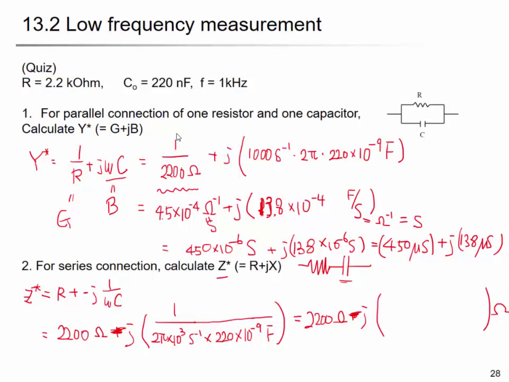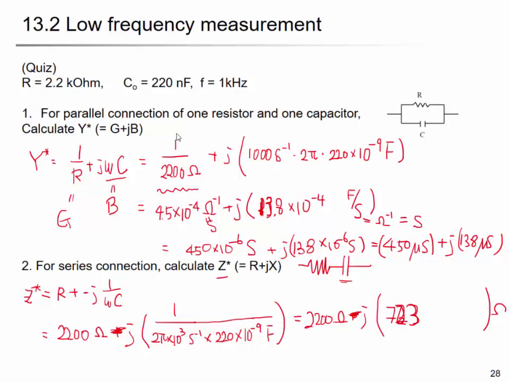How much do you get? 763? 23? 7 to 3 ohm? Does everyone get the same value? Everyone has a similar value? Okay. Then, let's measure it.